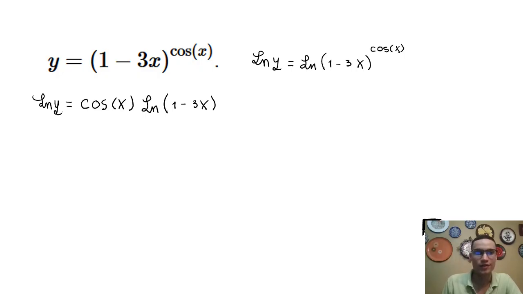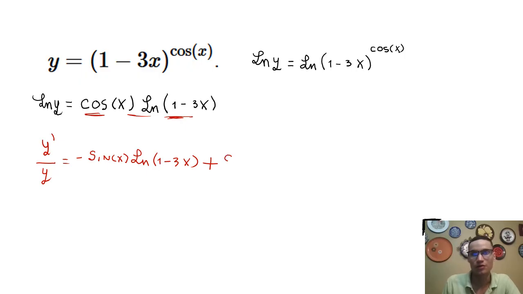Now we just have to differentiate this on both sides. We have that y prime divided by y is equal to, we use the product rule here, we have minus sine of x times this without being differentiated, natural logarithm of 1 minus 3x, plus the other side, this one without being differentiated, cosine of x times the derivative of this, which is minus 3 divided by the argument 1 minus 3x.